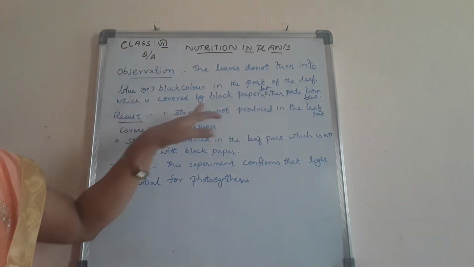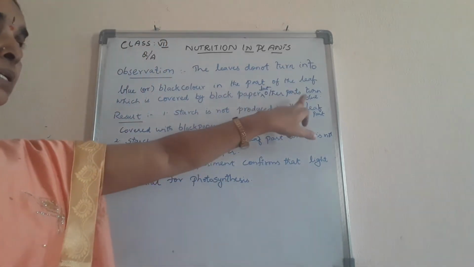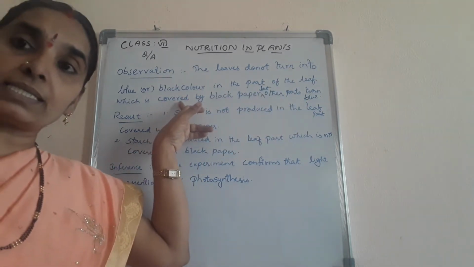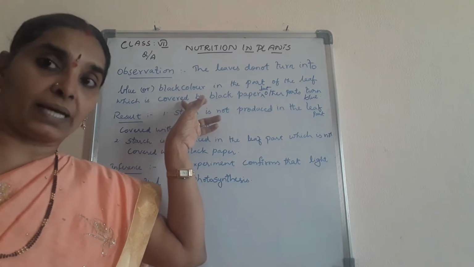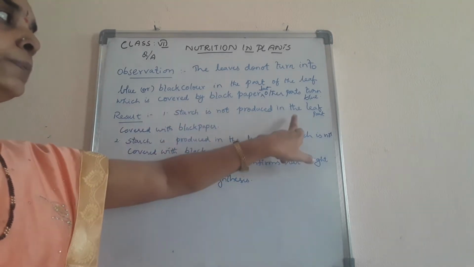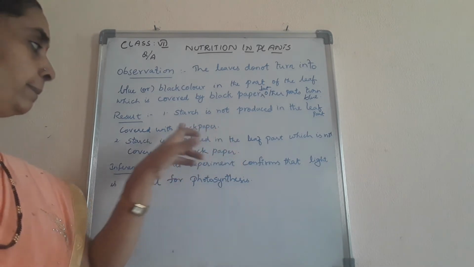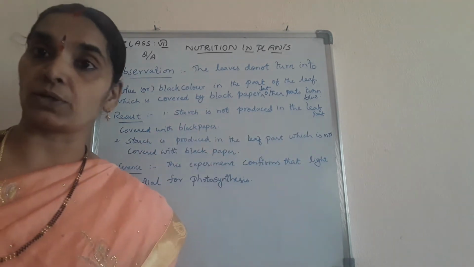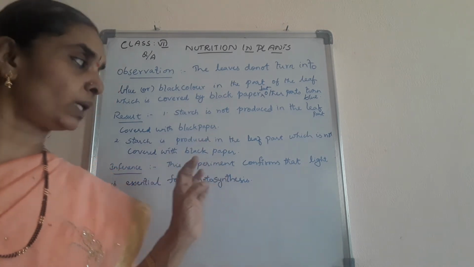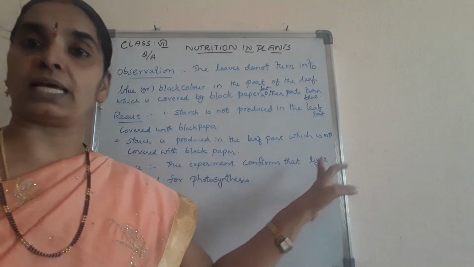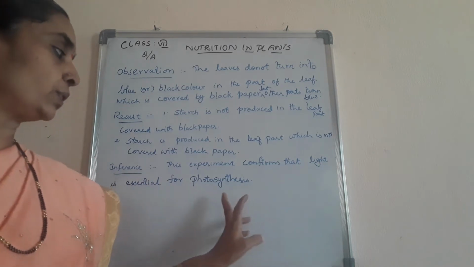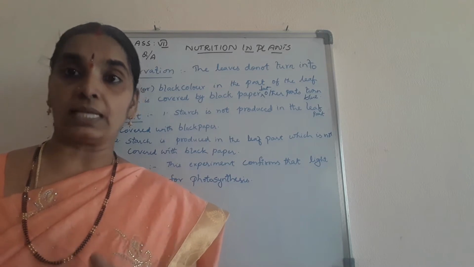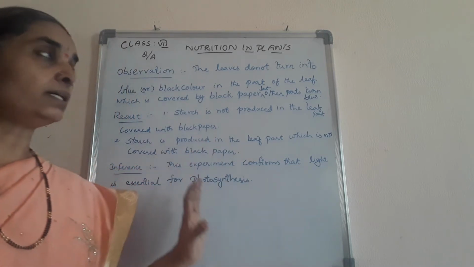Okay, the result. So the parts which turned blue says that it contains starch, and the part that doesn't turn blue says that it doesn't contain starch or they did not prepare the food. So starch is not produced in the leaf part covered with the black paper, and starch is produced in the leaf part which is not covered with black paper in the presence of sunlight only. Okay, children. So this experiment confirms that light is essential for photosynthesis, that is for the preparation of food. The plant needs sunlight. Is it clear? So that is the experiment.